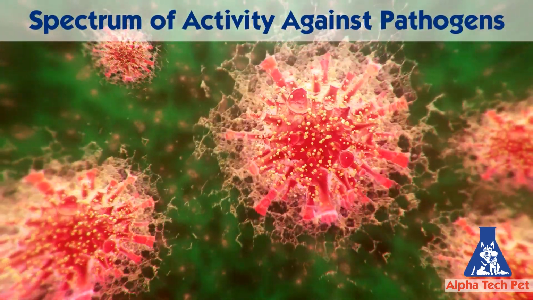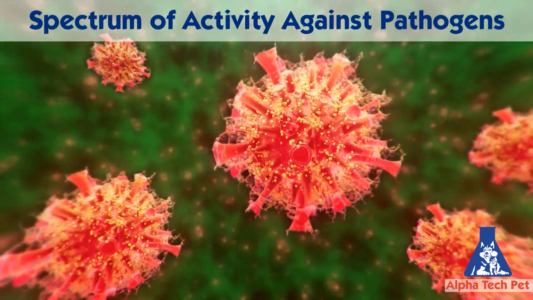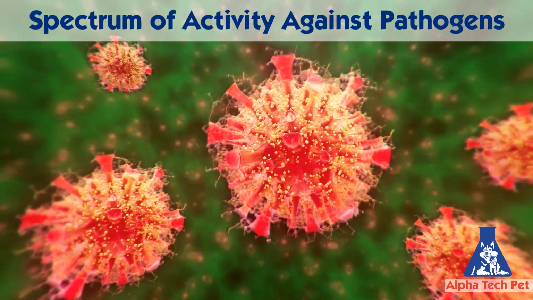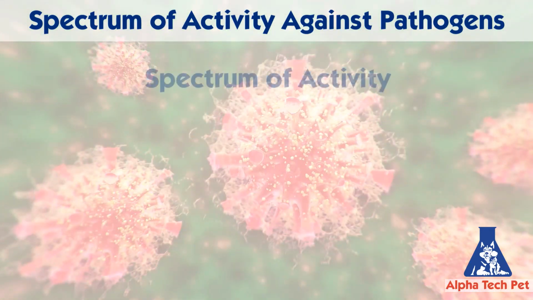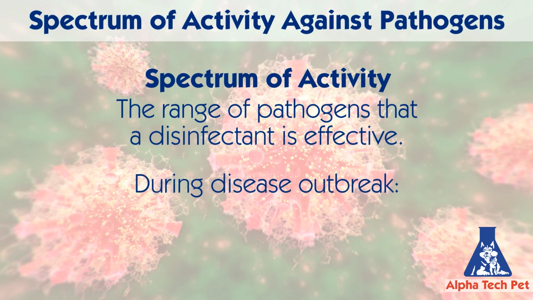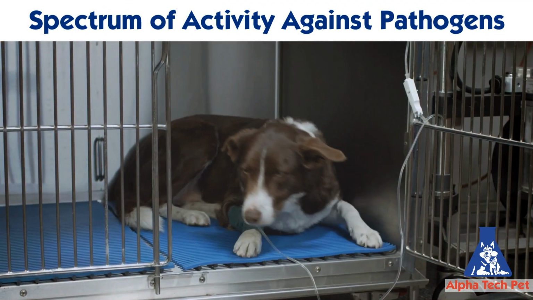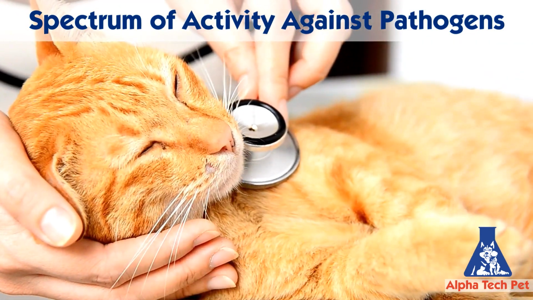Without a doubt, you want to utilize products having a superior spectrum of activity against the major pathogens of concern within the animal care industry. Spectrum of activity is the range of pathogens against which a disinfectant is effective. So when a disease outbreak occurs, you must have a supply of appropriate solutions stronger than routine disinfectants alone for use in isolation wards and for intermittent facility treatment.